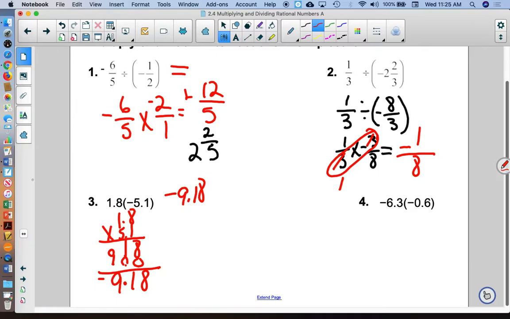Okay? What about number 4? What's it going to be, positive or negative? No, positive. It's got to be positive. And then basically I have negative 6 3/10 times negative 6/10. 6 times 3 is 18. 6 times 6 is 36 plus 1 is 37. How many digits behind the decimal? 2. So it's 3 78/100. And it is positive.